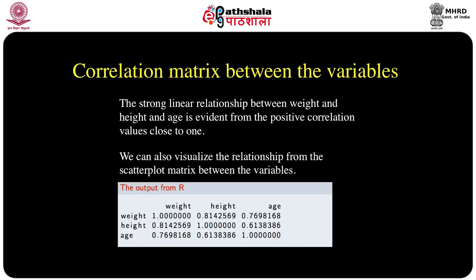After we use the correlation function, we obtain as the R output the matrix of correlation coefficients between weight, height and age. From the output, we see that the correlation coefficient between weight and height is 0.8142, which is a very high positive correlation coefficient indicating a positive linear relationship between weight and height, and the correlation coefficient between weight and age is 0.7698, which is again a high positive correlation coefficient indicating a linear relationship between the two variables. Weight here in this dataset is considered as the response variable and height and age are the two predictors.